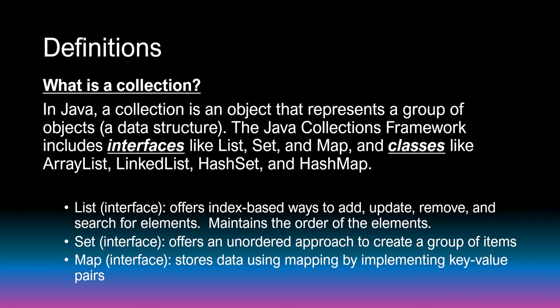Then we also have the Java collections. Notice there's an S on the end of that. The Java collections framework. And that includes interfaces like List, Set, and Map, as well as classes like ArrayList, LinkedList, HashSet, and HashMap. The collections framework gives us a set of tools, such as static methods, that allow us to manipulate a collection. And those methods could be things like sorting or locating a particular object within your collection, etc.